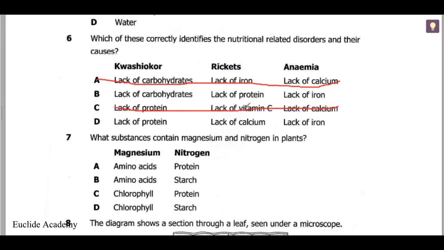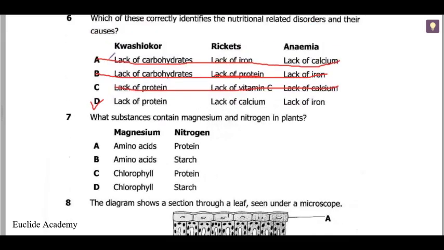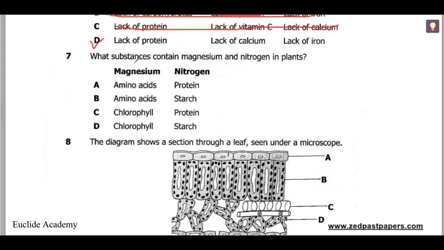So I go to rickets. Rickets has to do with the bones. So we're not talking about protein here. We're talking about calcium, the nutrient used for building bone and teeth. So B is not correct. The correct answer is D: lack of protein, kwashiorkor; rickets, calcium; and anemia, lack of iron. Okay, so we jump to question 7.